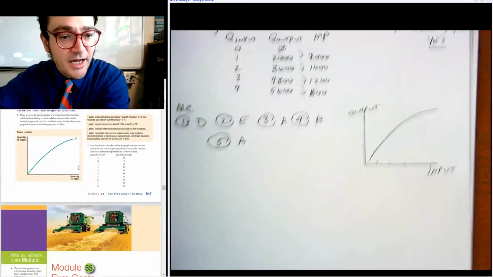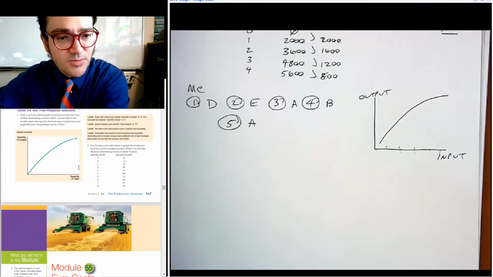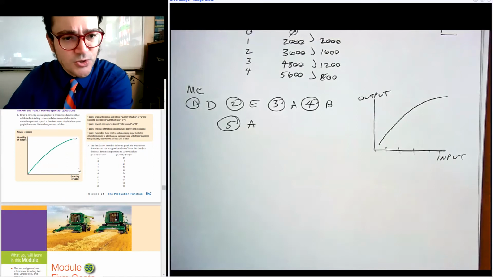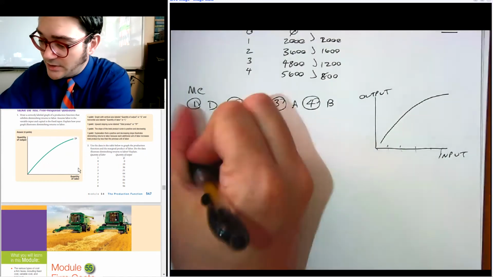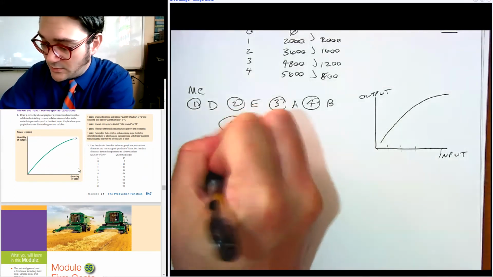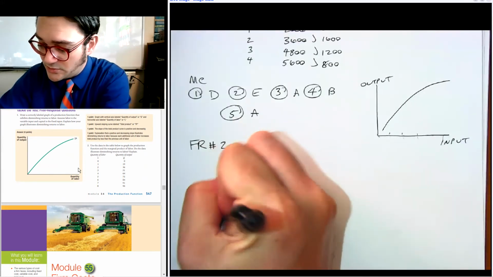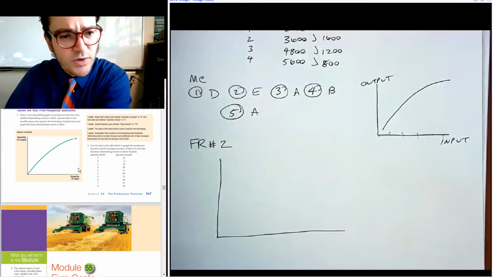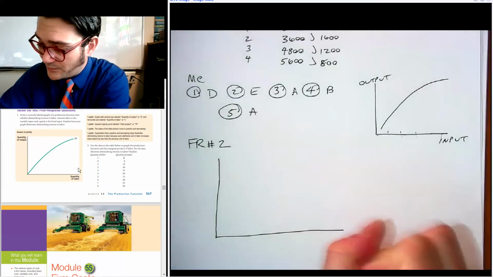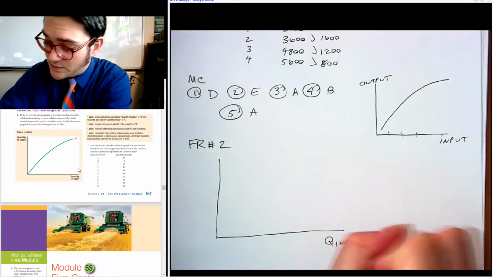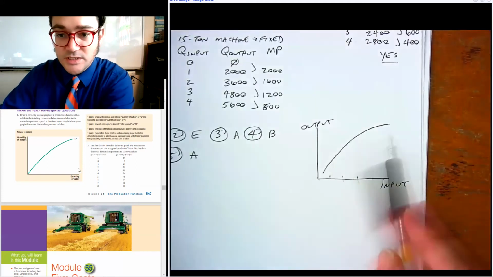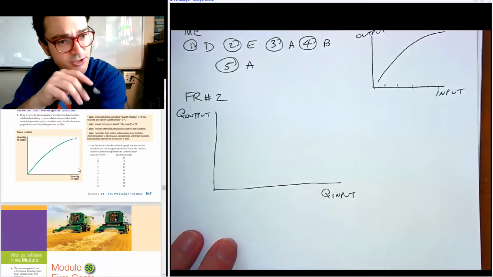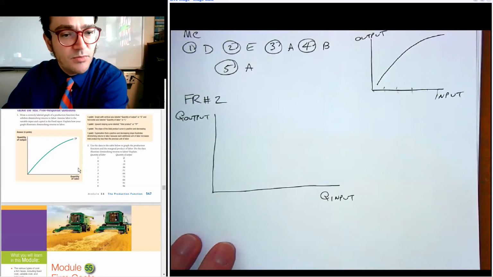Number 2: use the data in the table below to graph the production function and the marginal product of labor. Do the data show diminishing returns to labor? Explain. Okay, so free response number 2. For this one, it wants us to graph a production function, which is output over input, right? Quantity of input, quantity of output. We know it's probably going to look something like what I just drew, and actually there's a picture of it right there too. But let's go ahead and see.